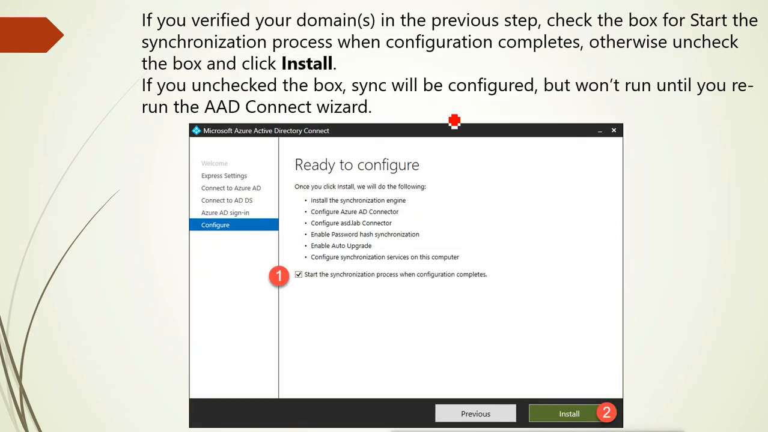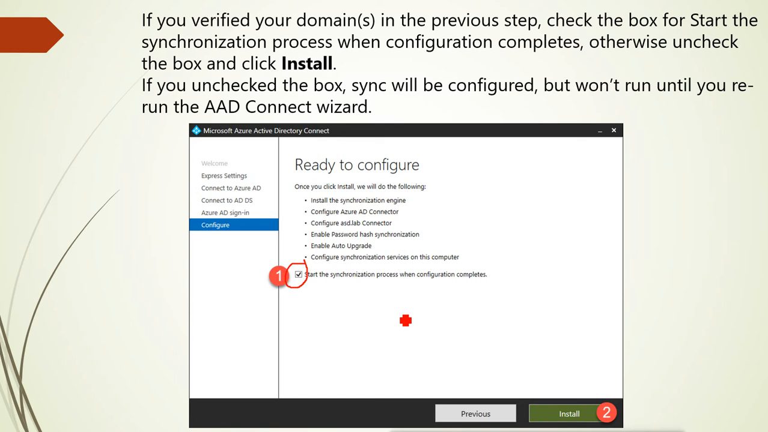Then in the next step, once we have verified the domain, there is a checkbox to start the synchronization process when configuration completes; otherwise uncheck the box and click install. This means we want to start the initial synchronization. So it will start as soon as we install the application, and Azure AD Connect will start its synchronization.